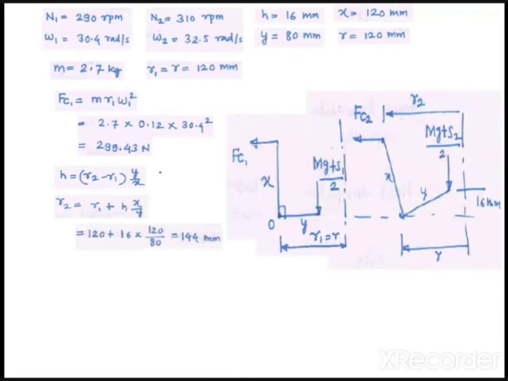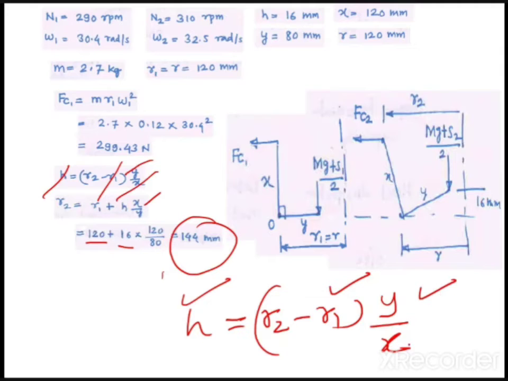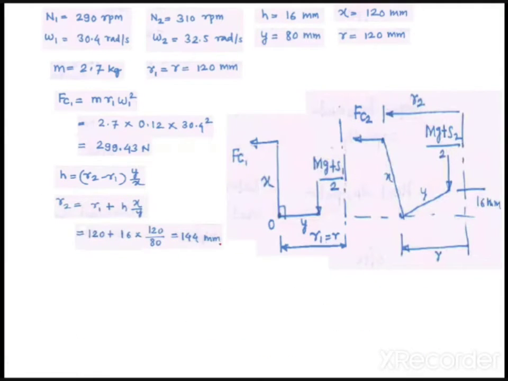So basically, I know R1. What is R1? 120. H is 16. X is 128. So I am getting R2 equal to 140. Because I know H, I know R1, I know Y, I know X. See, H is equal to R2 minus R1, Y upon X. You know H, you know R1, you know Y, you know X, you will get R2. So I am getting R2 is equal to 144 mm.